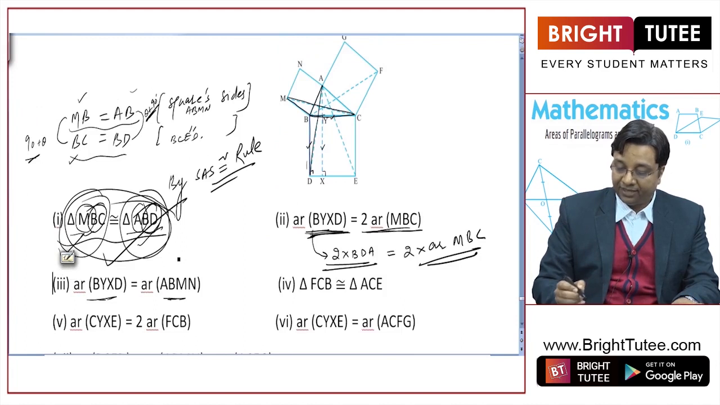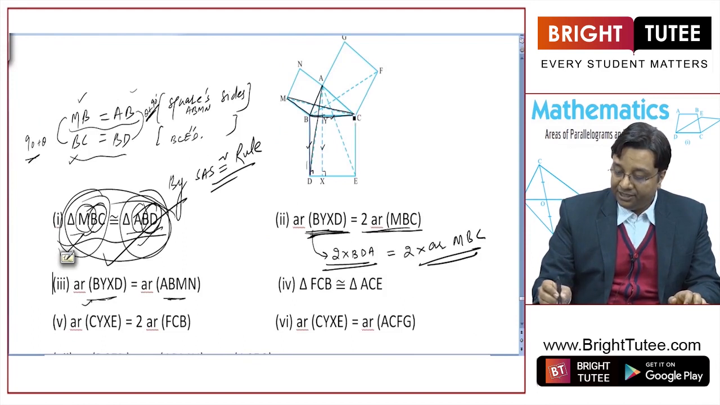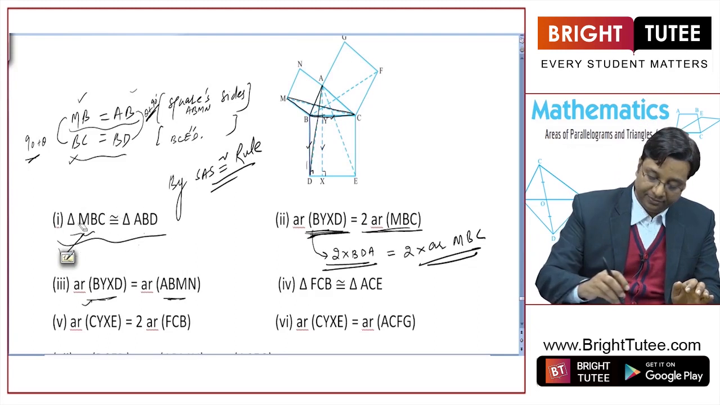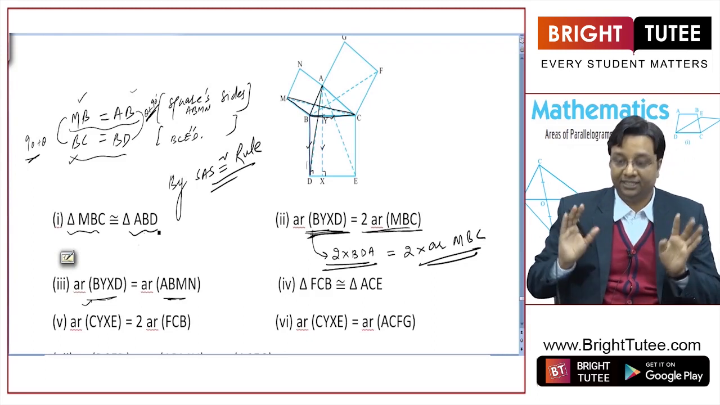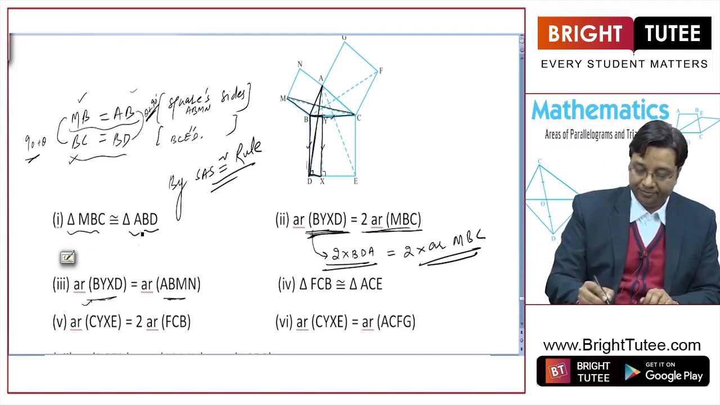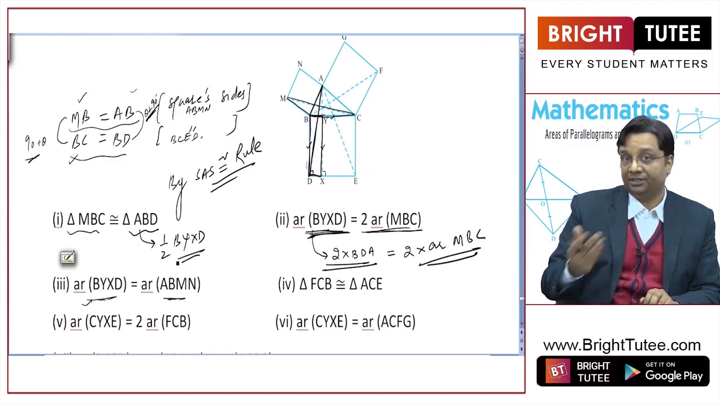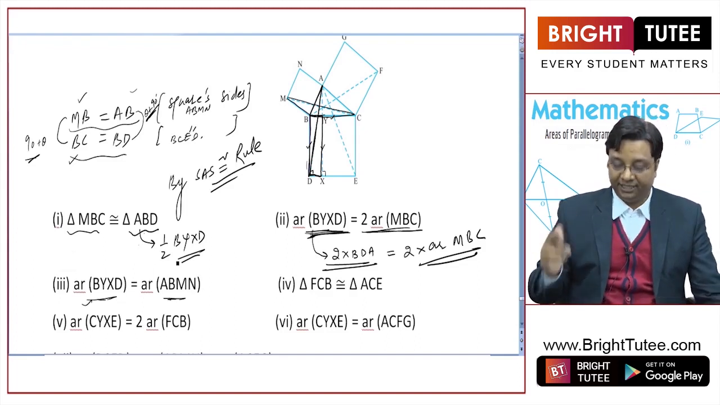BYXD and ABMN, how are they related? Similarly, these are equal. Why? Because MBC and BAD are equal in area, right? The first part says that MBC and ABD are equal in area. So ABD is nothing but half of BYXD. Why? Because same parallel lines and same base. So the triangle will have half the area of the rectangle.